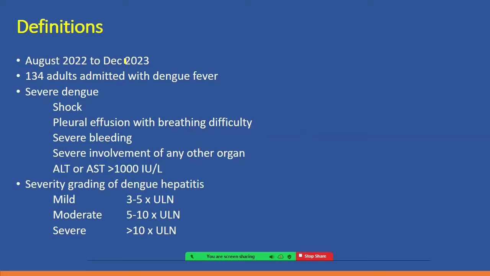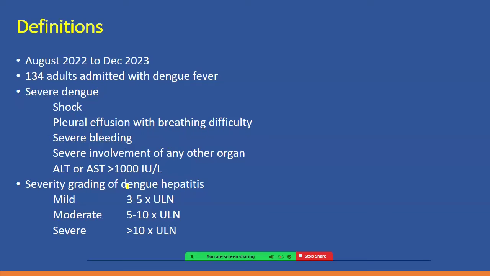First of all, I would like to explain how we have classified the patients. We had 134 patients from August 22 to December 23, and we classified patients into severe dengue and those who do not have severe dengue. The criteria that have already been described are used for classifying patients as severe dengue. All those patients who had shock, effusions with breathing difficulty, severe bleeding, or severe involvement of any organ, or ALT/AST more than 1000 were classified as severe dengue.